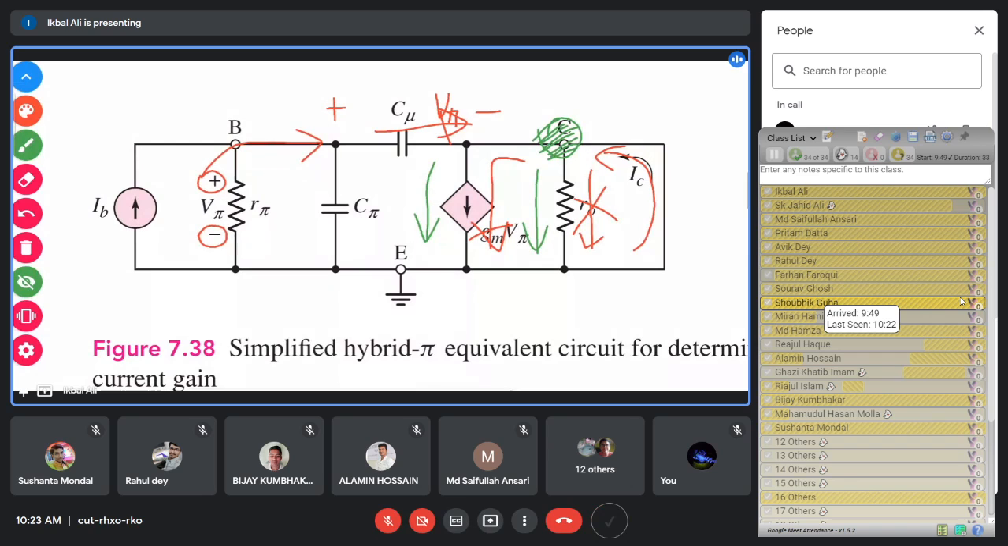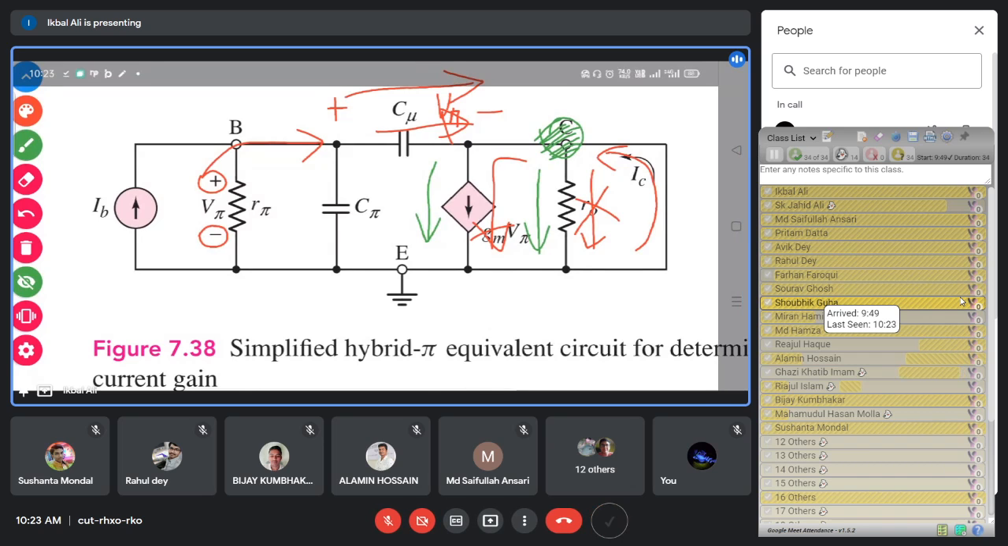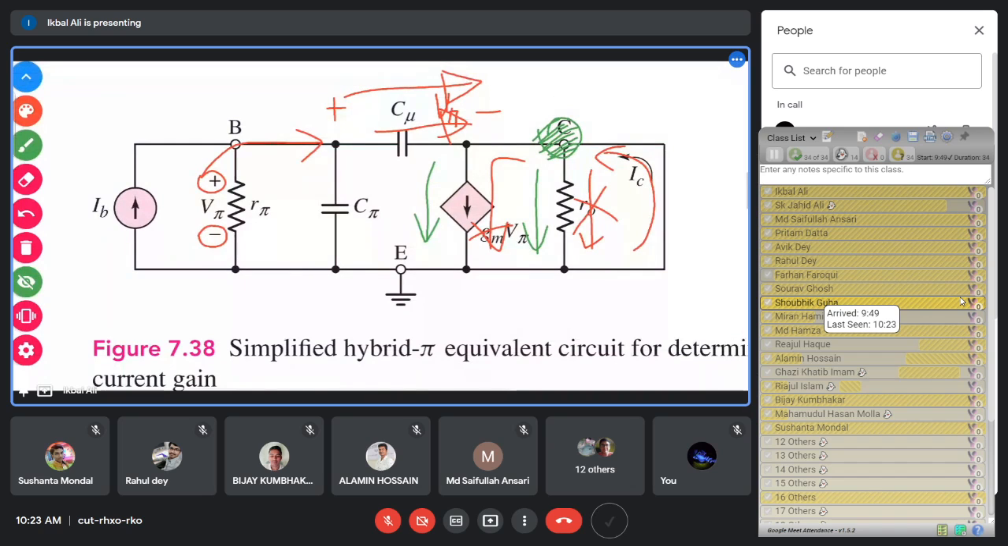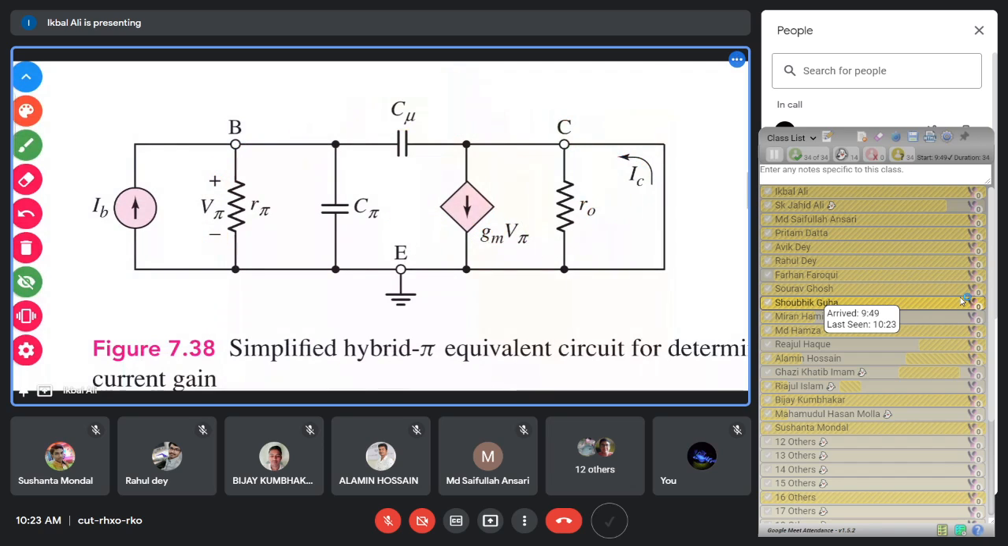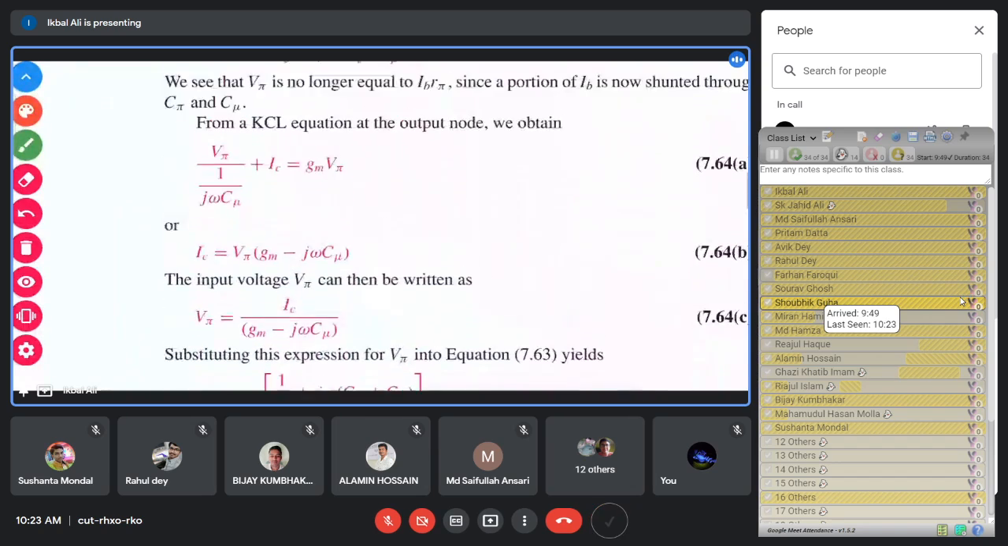So what will be the KCL equation? The inward current to the collector point. So this is one current, V pi by 1 by j omega C mu, plus the collector current IC through the short circuit. These two inward currents equal the outgoing current Gm V pi. This will be the KCL equation for the collector node.